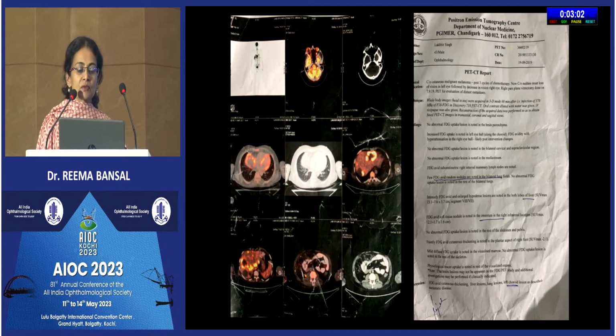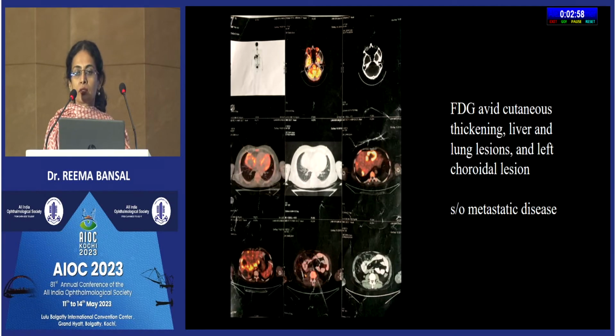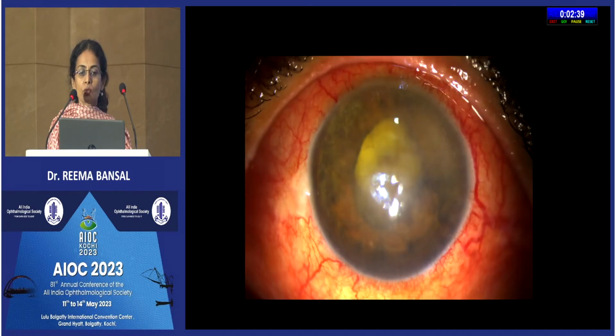So the PET CT revealed there was avid intake in the cutaneous thickening, in the liver and the lung lesions, and in the left choroid. So this was suggestive of a metastatic disease. So the left eye, if you go back to the picture, the hypopion was basically because of the metastasis in the left eye, the chemosis, probably it was everything in the orbit and the choroid. So this was the course of the left eye.